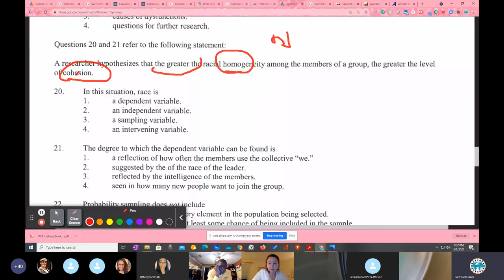Okay, Charisse, you said three. We haven't talked about sampling variables. Stay at my question. My race is my independent. Race is independent, right? Because I said homogeneity, if they're the same race or if they're not the same race, that's what I'm measuring. So race is my independent variable. And then my dependent variable is going to be the closeness. So then 21, the degree to which the dependent variable will be found: I'm measuring the closeness. So what would my answer be then?